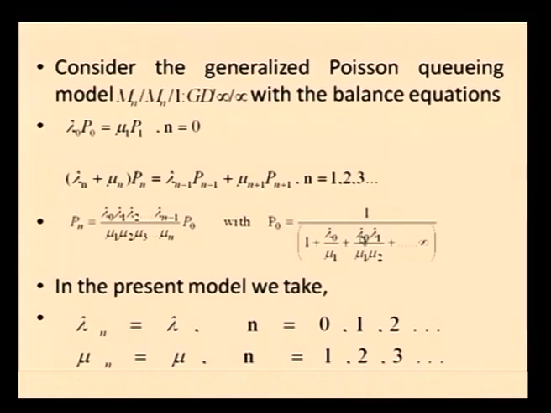From the third term here, lambda naught into lambda 1 becomes lambda square, divided by mu 1 mu 2, which becomes mu square. So essentially we have lambda square by mu square, which in turn becomes lambda by mu the whole square, and so on. In this fashion, if I substitute lambda by mu to be rho, then in the denominator I have the series 1 plus rho plus rho square and so on to infinity.